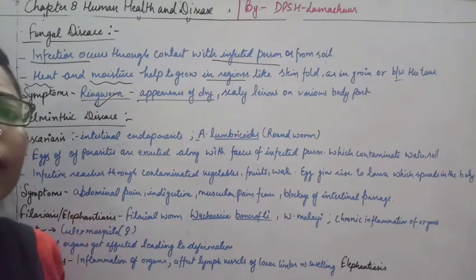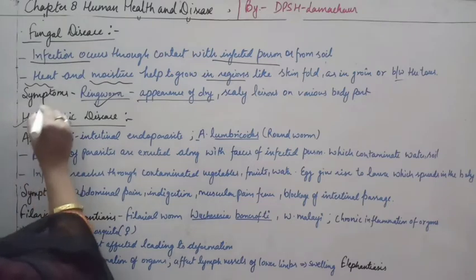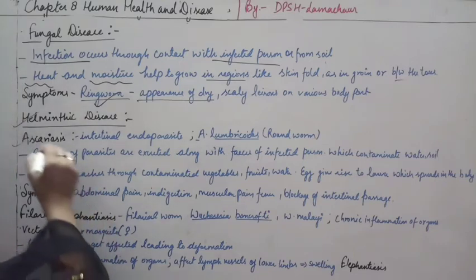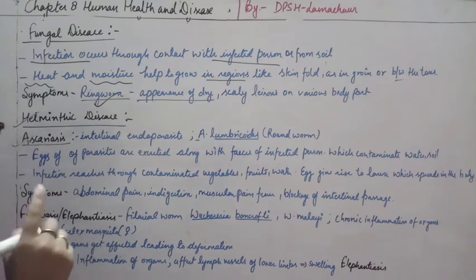Another category is the helminth disease. We have done helminths in the animal kingdom chapter also, as helminthes, platyhelminthes, but here we are talking about helminth diseases. What are the diseases caused by helminths? Two examples are mentioned here: Ascariasis and filariasis. Ascariasis is the disease caused by Ascaris.